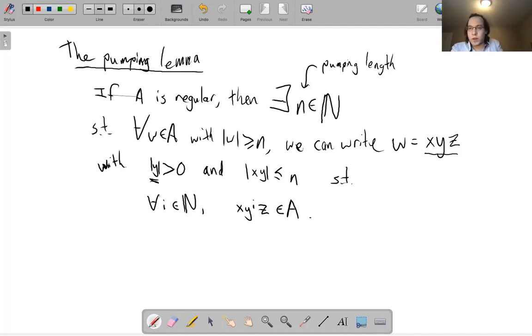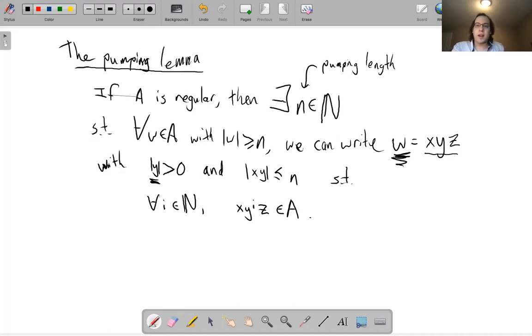Essentially what we're saying is, for any string w in the language that's long enough, of length at least n, there is a special substring y of w that occurs within the first n symbols of w. So it doesn't occur too far out, and it's not empty, such that if we were to repeat this string, duplicate it, the resulting modification of w is still in A. So this is a property that regular languages satisfy.